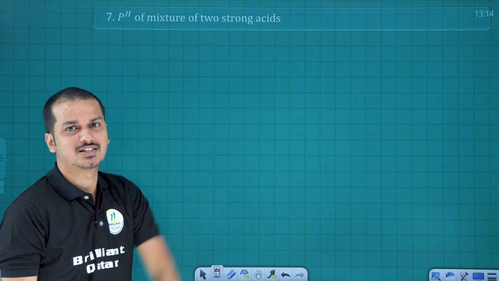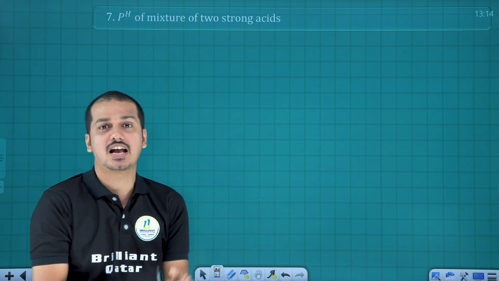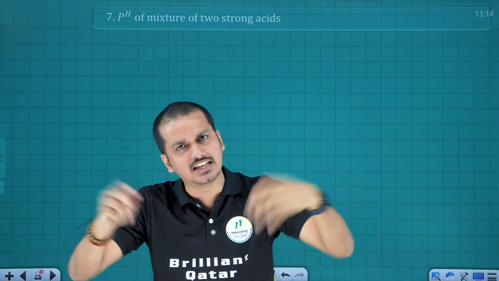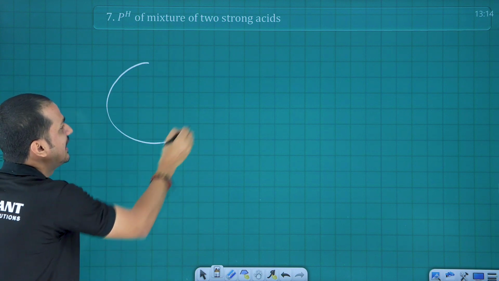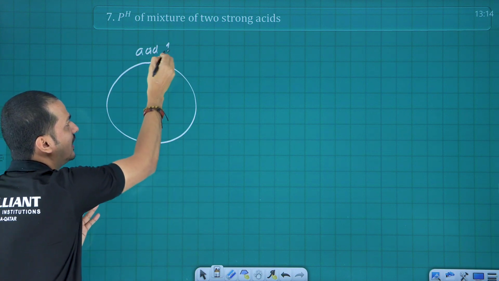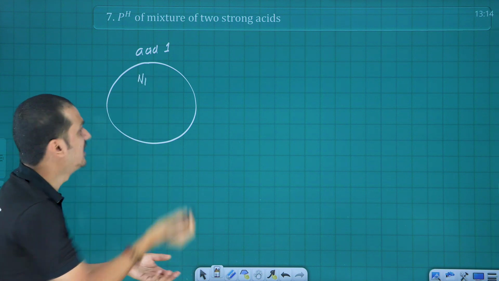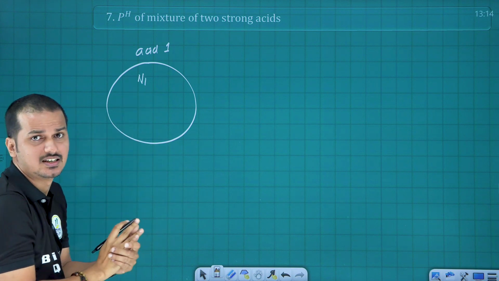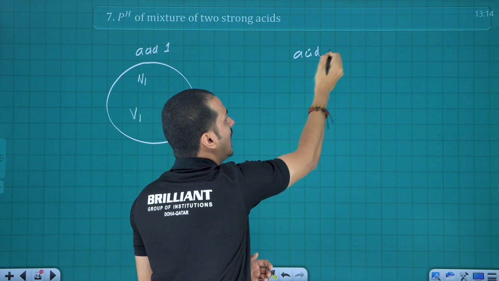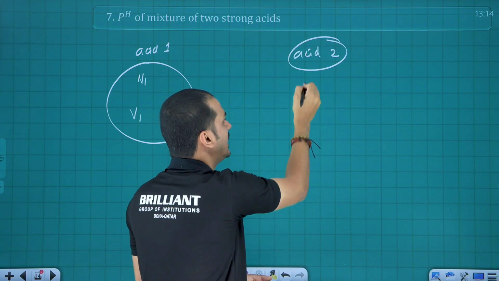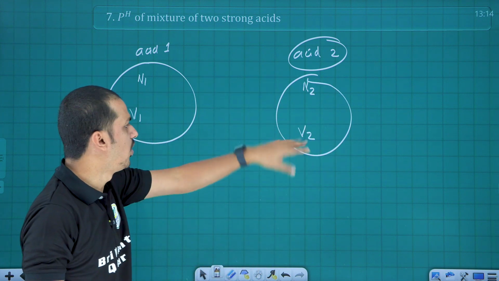That is the 7th method. What is the 7th method? pH of a mixture of two strong acids. If you are mixing 2 or 3 strong acids, what do we do? In the case of a mixture, I am taking acid 1. Its normality is N1, which is actually the concentration of H plus in the first acid, and its volume is V1. And I have acid 2, its normality is N2 and volume is V2.